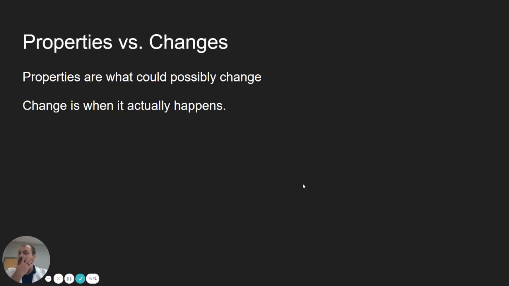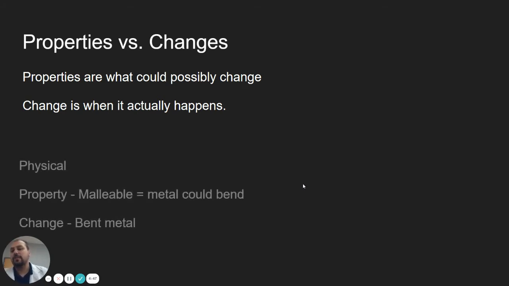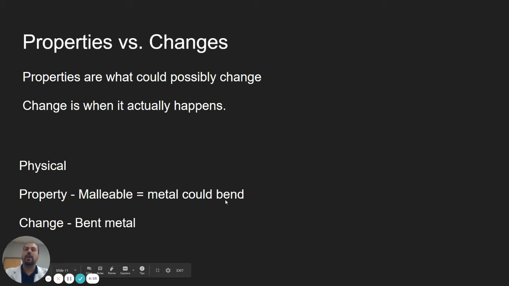Properties versus changes. Properties are what could possibly change, and then a change is when it actually happens. So a physical property of metal is malleability. If it's malleable, the metal could bend. So the property is it could happen. And then when you actually bent the metal, so when it's bent, that's the change. So property: the metal could bend. Change: it did.